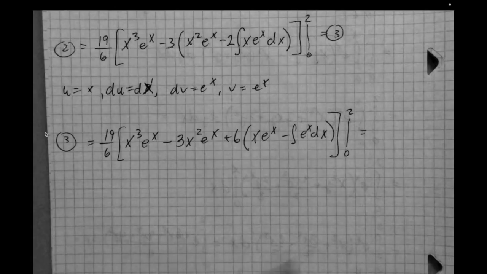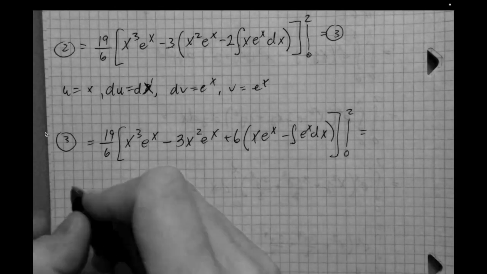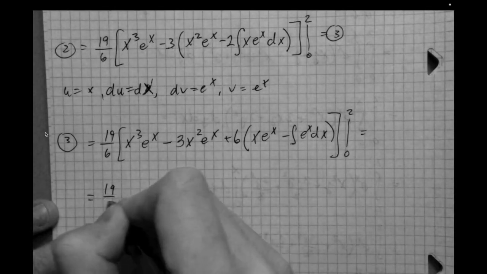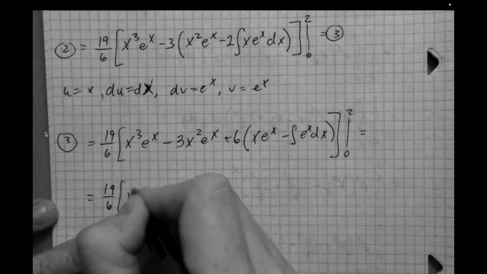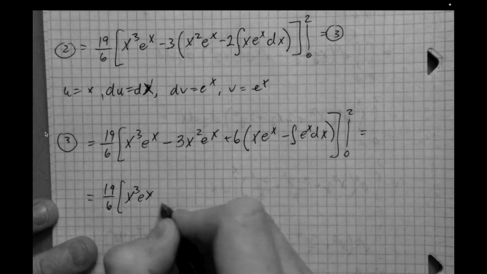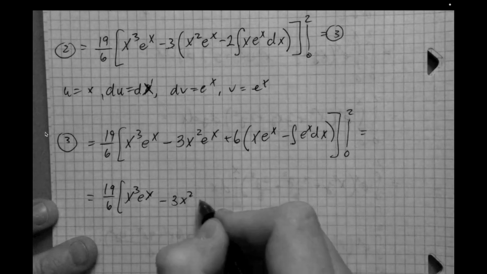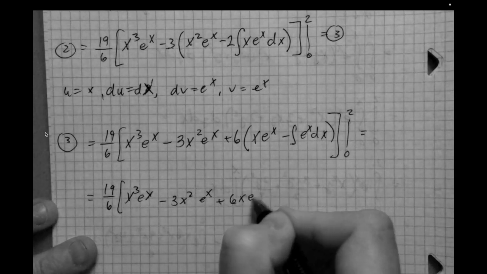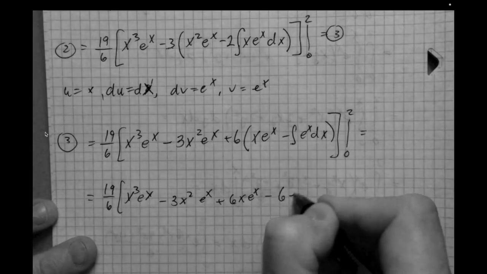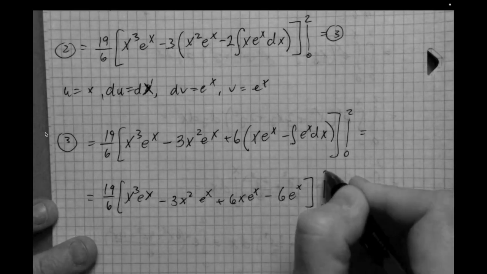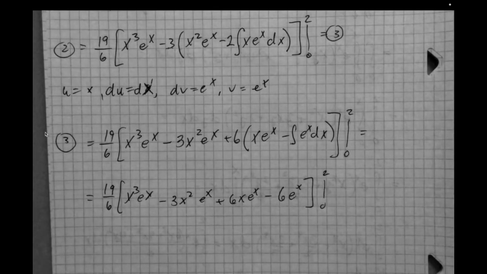Okay, and so now this integral we can evaluate. So let's just run through it here. 19 over 6 times x cubed e to the x minus 3x squared e to the x plus 6x e to the x minus 6 e to the x. Okay. So yeah, it's just a tricky integration by parts problem. But now we've got it into this form.